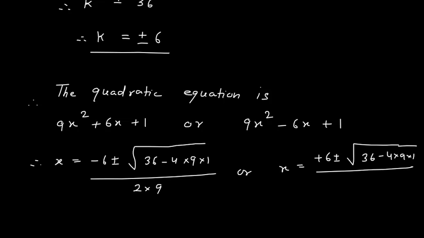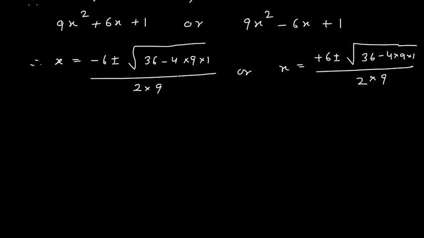Okay, now as you know, we got the value of k by considering that the roots are real and equal. When we say the roots are real and equal, that means b square minus 4ac will be 0. So here also you are getting 36 minus 36 as 0.